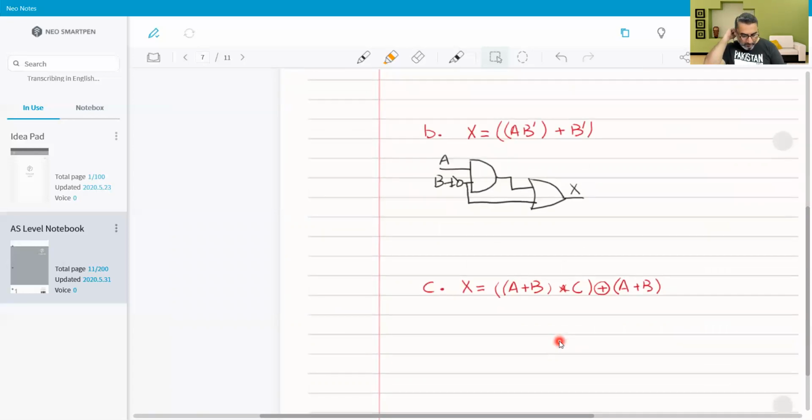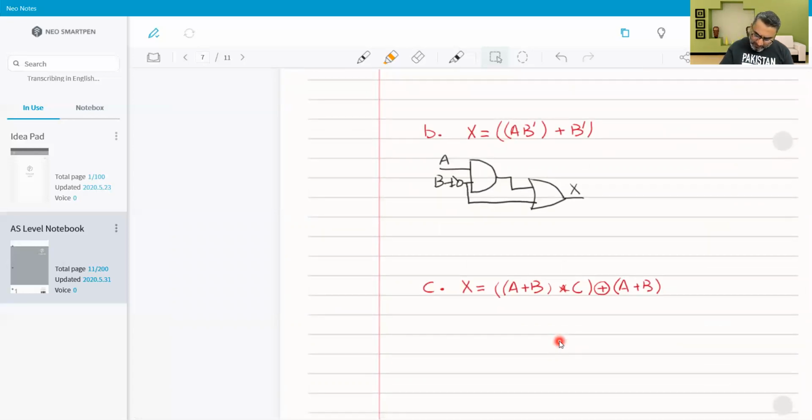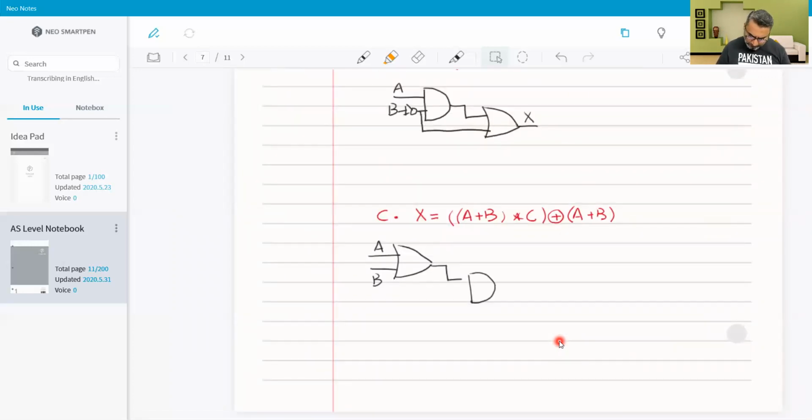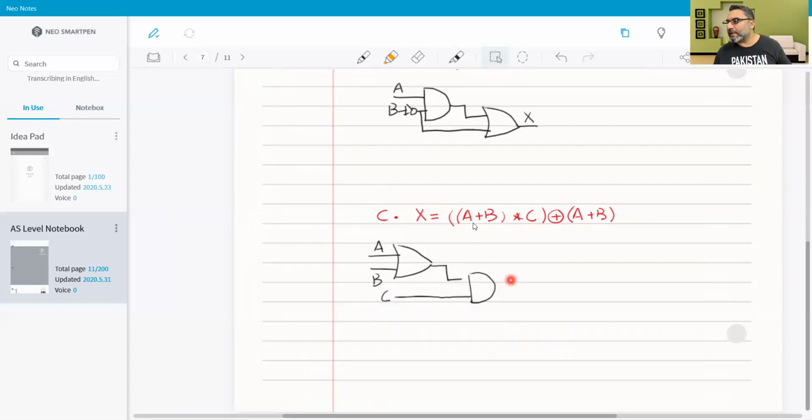We have got third one. We will start solving it. First, brackets on the left. So A plus B, so this is OR gate. A plus B, and then we have got multiply C means AND gate plus C. And then as you can see that A plus B is already done over here, and there is another A plus B. So we will be taking the same output again, and that will be regarded as A plus B. So the last gate that we have to use is exclusive OR.